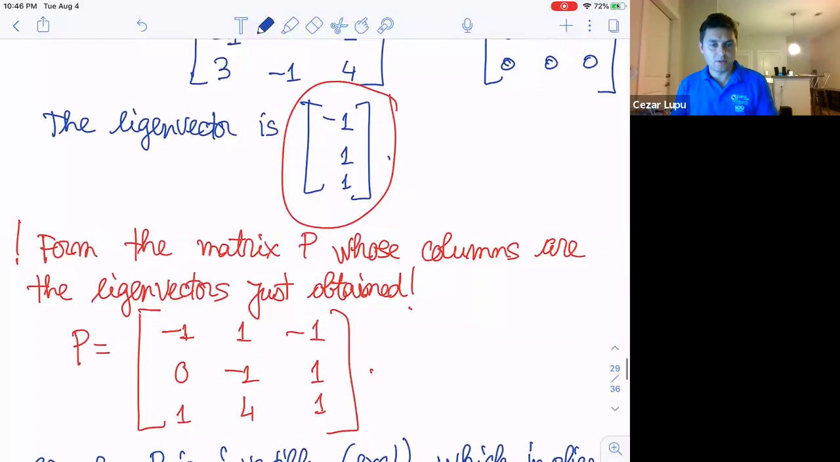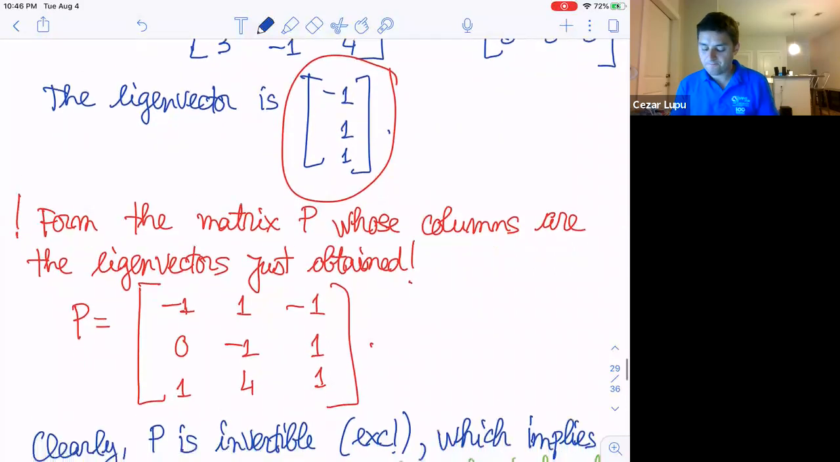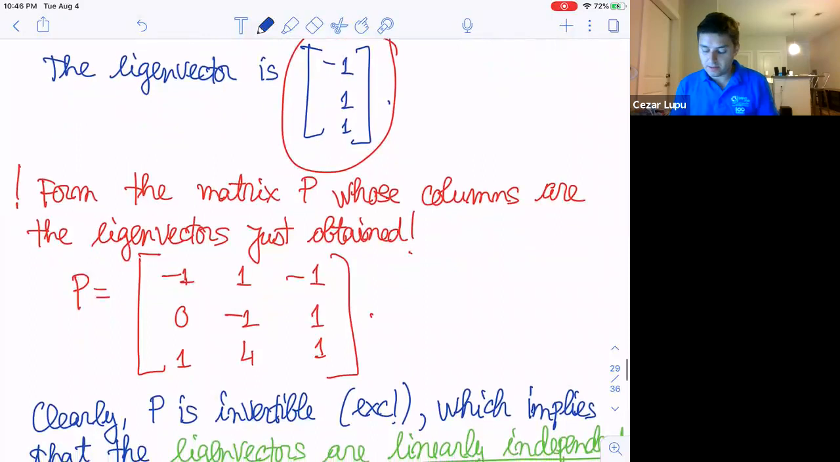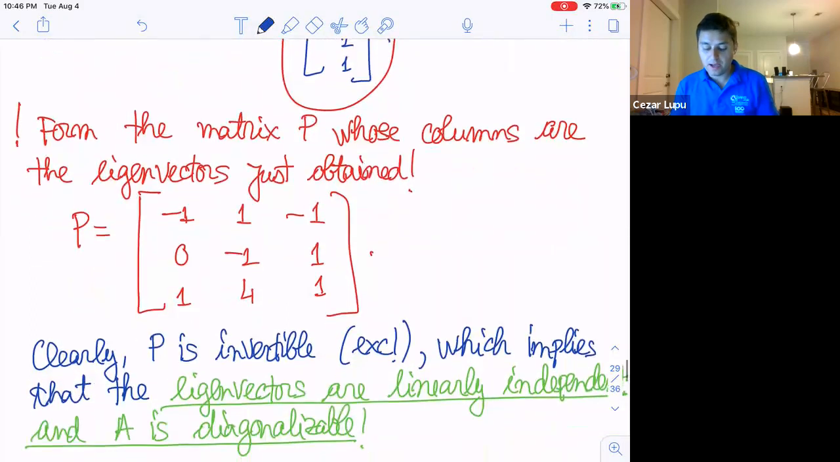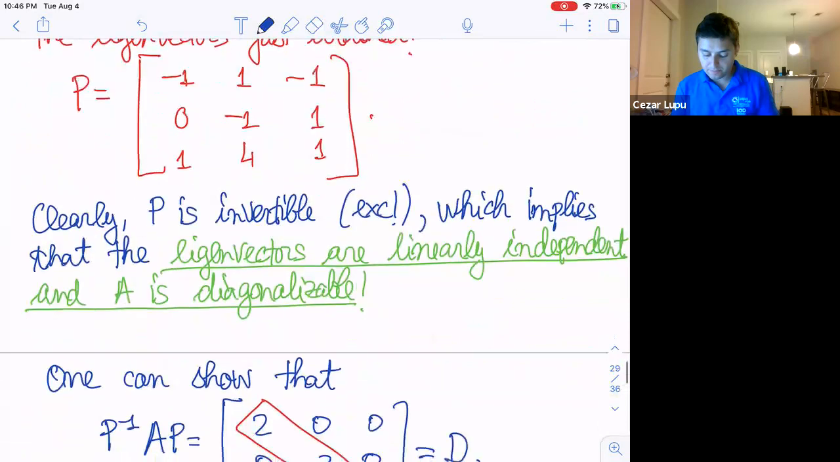Clearly, this matrix is invertible. I'll leave it to you as an exercise to show this. It's just a matter of computations. You can just compute the determinant, and you will see that it's non-zero, which implies that it is invertible. Moreover, it implies that the eigenvectors are linearly independent, and therefore A is diagonalizable. So we have proven that A is diagonalizable, and now we're trying to find the diagonal form.